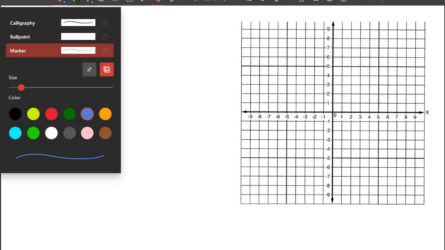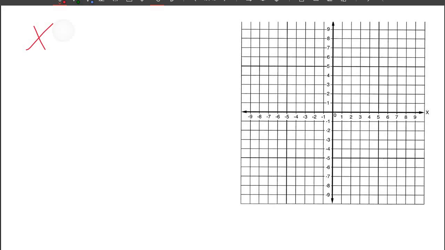Vertical lines involve just an x. This is a vertical line. You would locate this 3 on the x-axis, and then you would draw a straight line through it. That's straight enough. Another one: x is negative 6. We would locate negative 6 on the x-axis and draw a line through it.